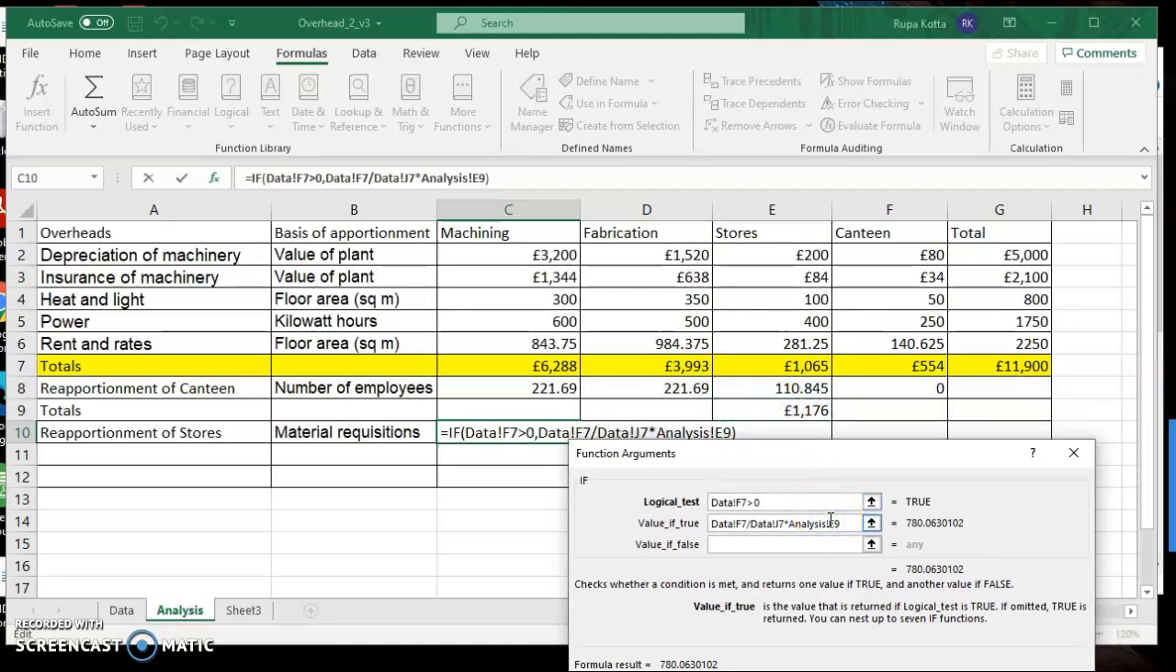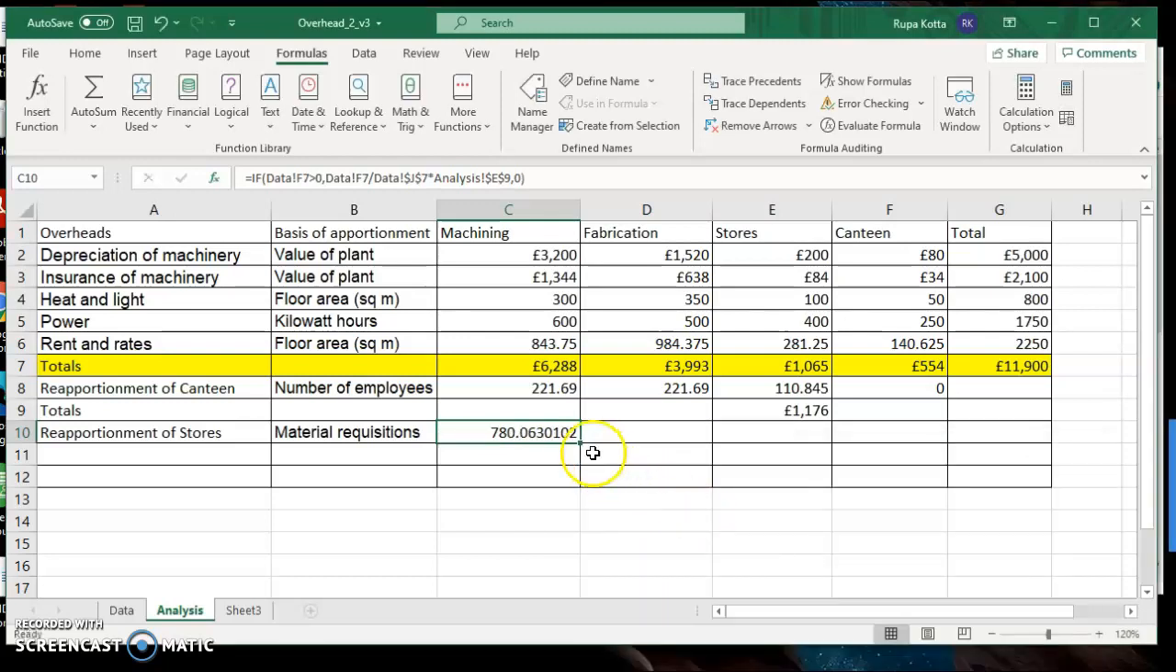Cost of the stores department is not changing, fixed in one cell, so put absolute referencing. And the total of the material requisitions in J7 is also not changing, so put absolute referencing on the J7 again. But if the condition is not met, that is, if there are no material requisitions, you do not want to calculate any cost, so put 0 and say OK. Lots of decimal places are coming, but we will sort it out later. Drag the formula until the end and you can see it did not calculate any cost for the stores department and the canteen department, as they have no material requisitions.